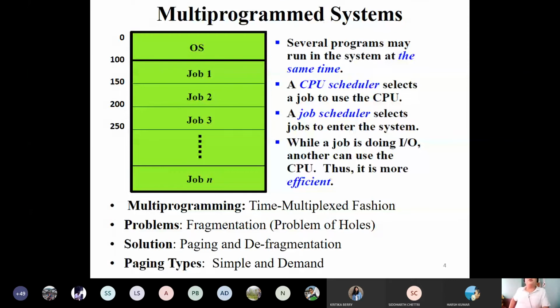In case of demand paging, only those pages which are essentially required for the initiation of execution will be loaded into the computer memory. Okay, let us take the example.